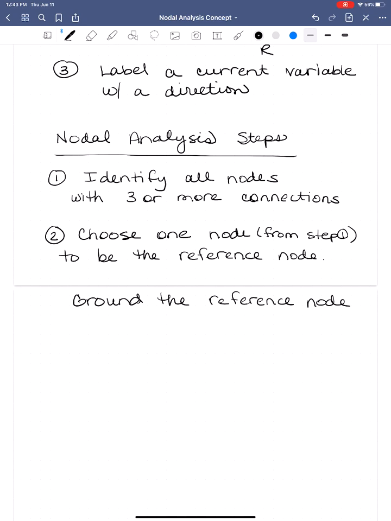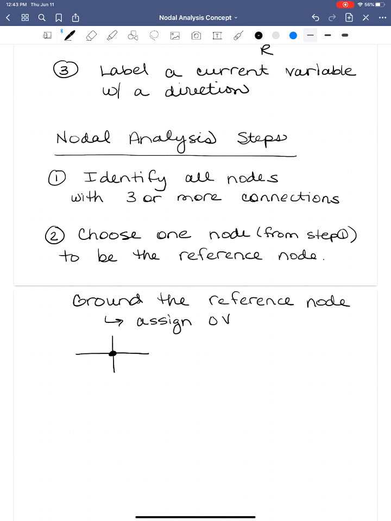Okay, and ground simply means assigning 0 volts. Now we don't just say it's 0 volts. What we do is we put a circuit symbol in. There are 2 circuit symbols we can use for ground. So if we're grounding this node, for example, here, it has 3 connections.